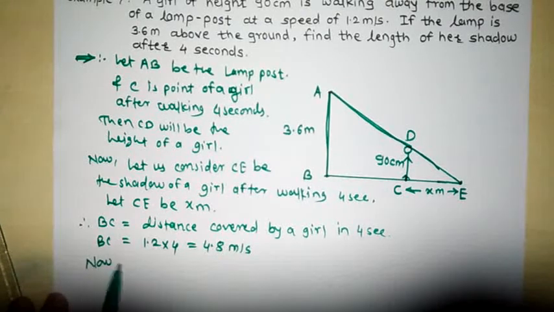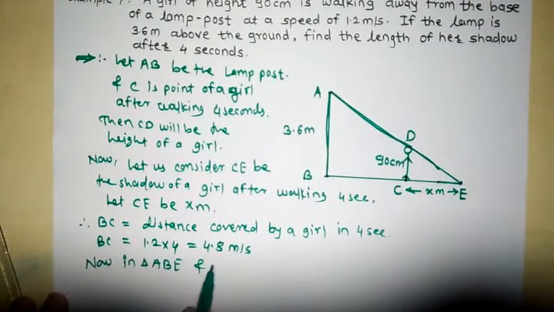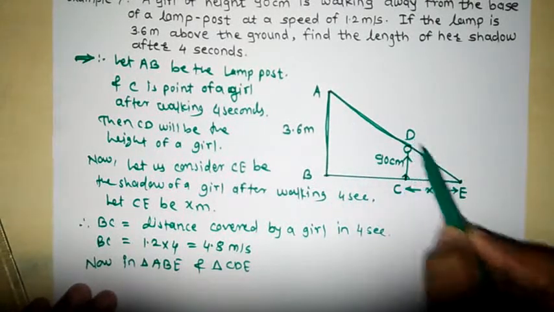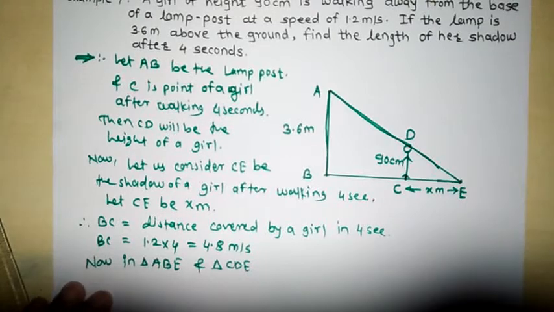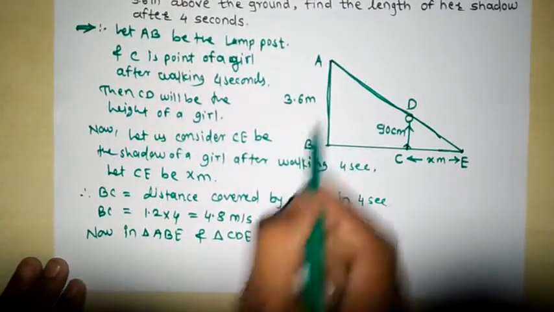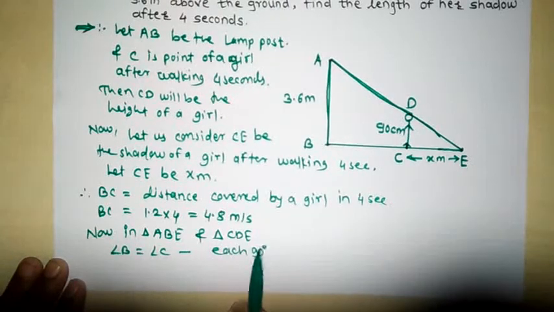Now in triangle ABE and triangle CDE, see these two triangles. In these two triangles, can I say that angle B is equal to angle C? What is the reason? Each 90 degree.